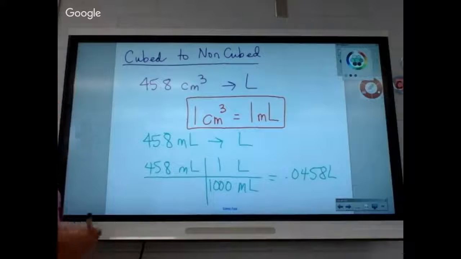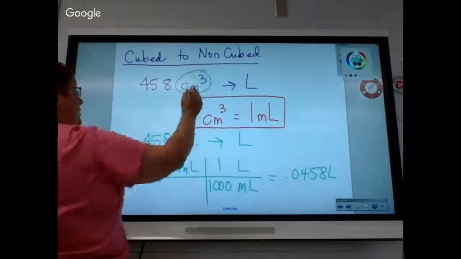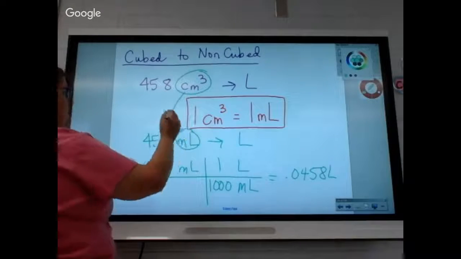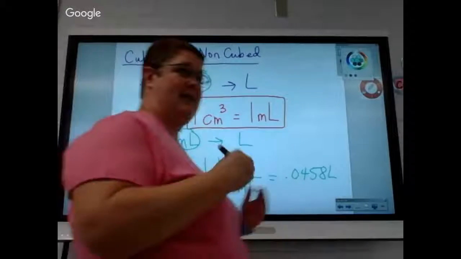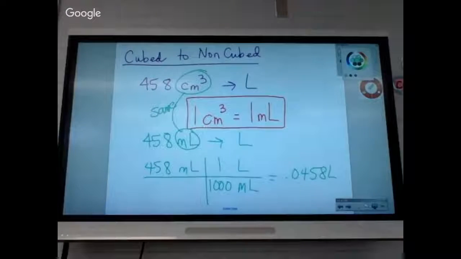But you've got to be able to say this and this are the same. That's the connection you have to be able to draw to do this conversion successfully. If you can do that, you'll be fine. It's when people can't do that that we have a hard time with this conversion.